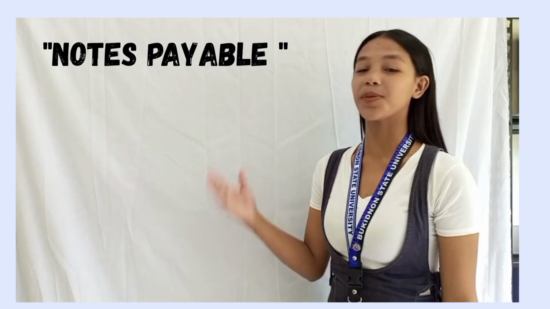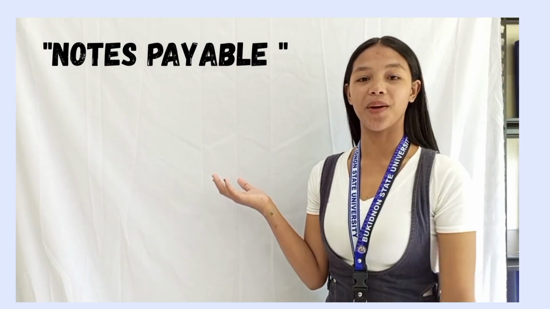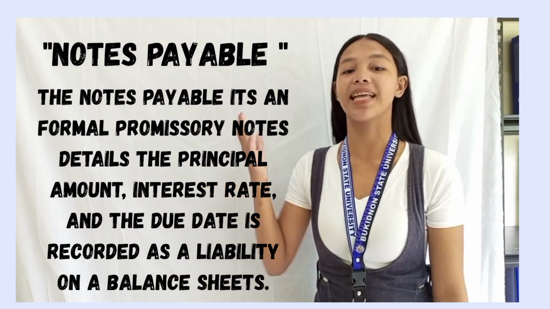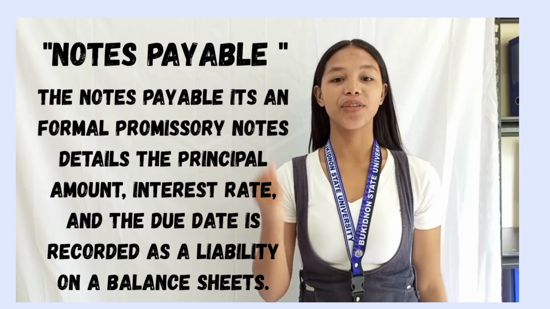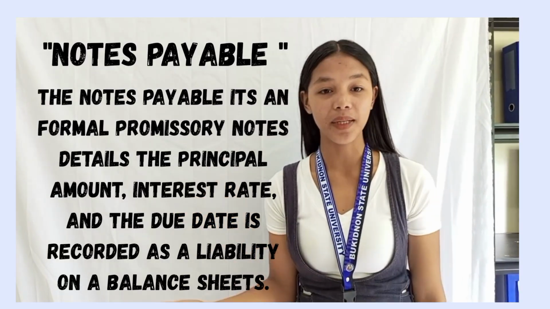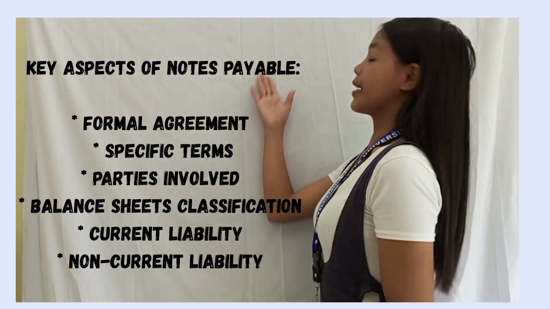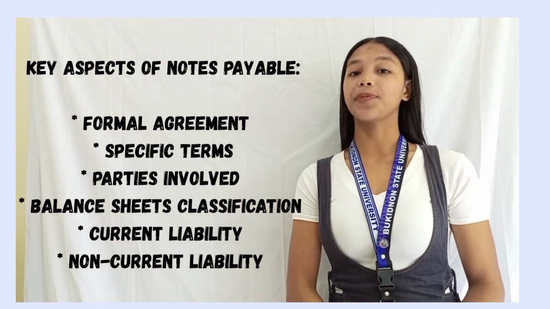So the second accounting title is the notes payable. The notes payable is a form of promissory note detailing a principal amount, interest rate, and due date, and is recorded as a liability on the balance sheet. So, these are the key aspects of notes payable.